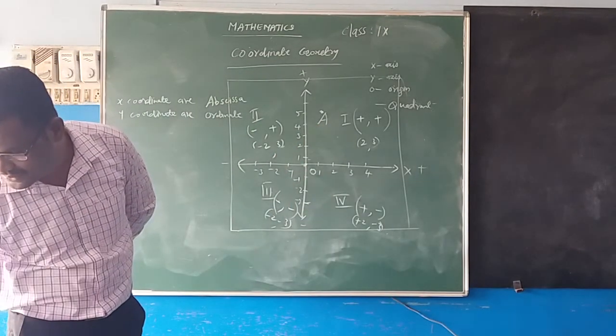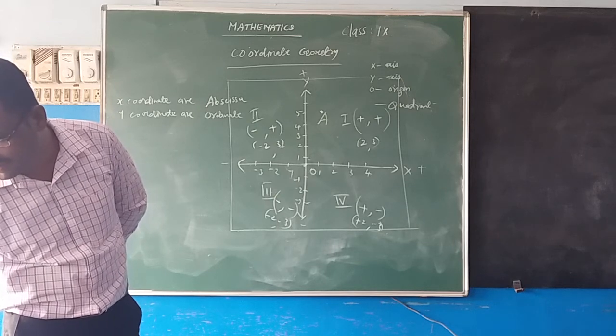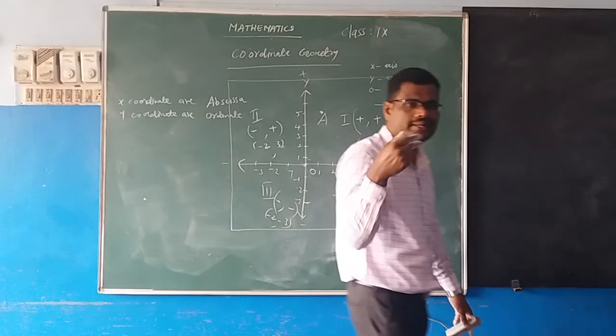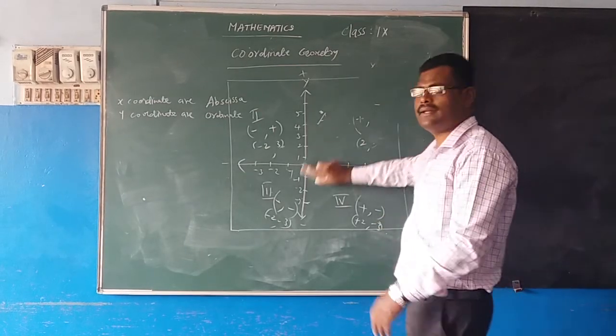Also we have seen the graphs. The x coordinates are called abscissa and y coordinates are called ordinates. How can we find the points on a Cartesian plane? Let's discuss in the next class.